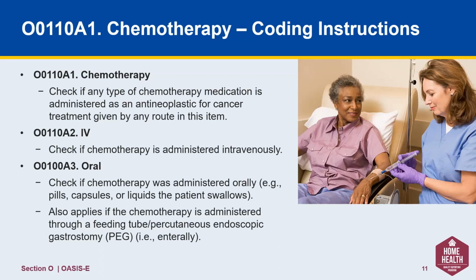O0110A2 would be for IV chemotherapy, that which is administered intravenously. O0110A3 is for oral chemotherapy. So this would be for chemotherapy administered by pills, capsules, liquids, or anything that the patient swallows. It also applies if the chemotherapy is administered through a feeding tube or percutaneous endoscopic gastrostomy, PEG.